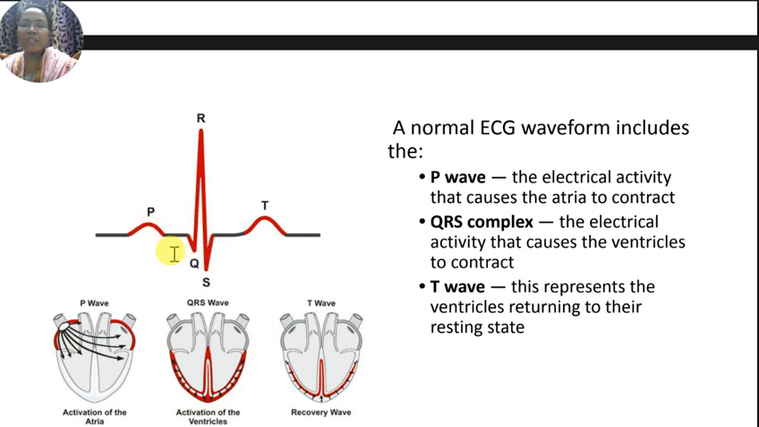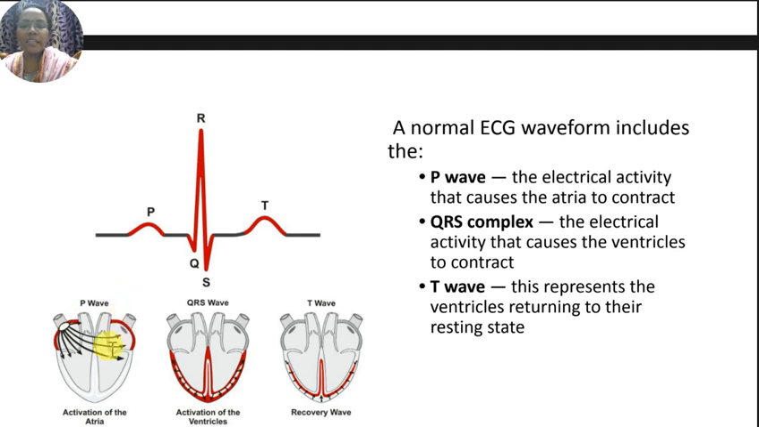So the P wave is the atrial depolarization. Whenever the atrium gets contracted, the P wave is generated. If any problem occurs in this atrial contraction, there is a deviation in the amplitude and the time duration of the P wave. So with the help of the P wave's time duration and amplitude deviation, we can diagnose the disorder related to atrial contraction.